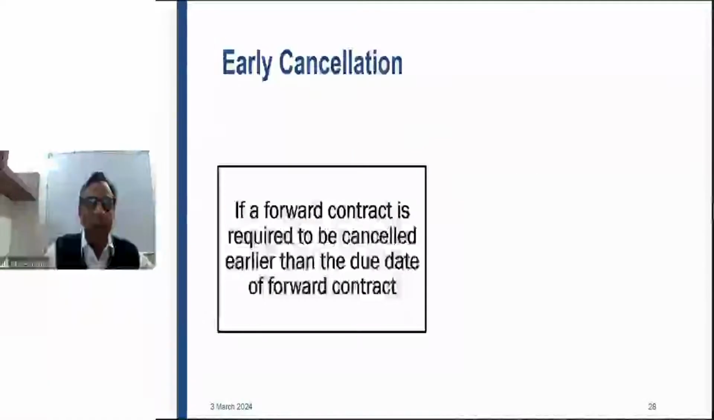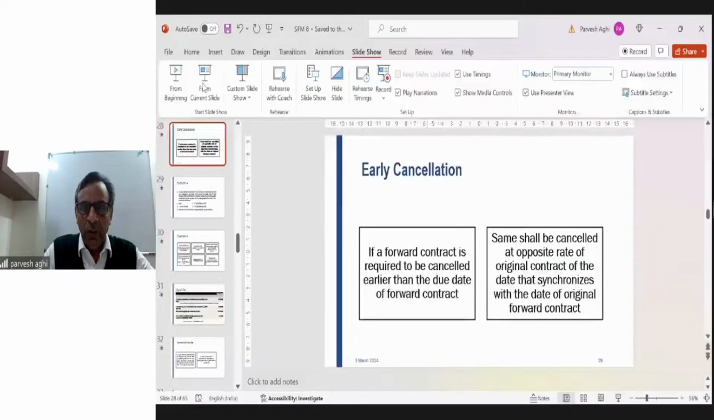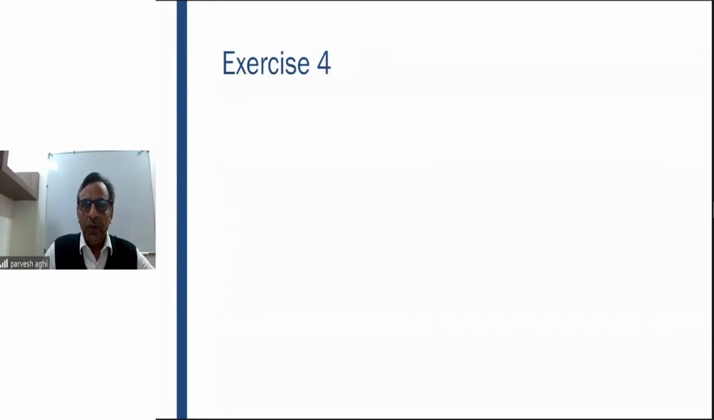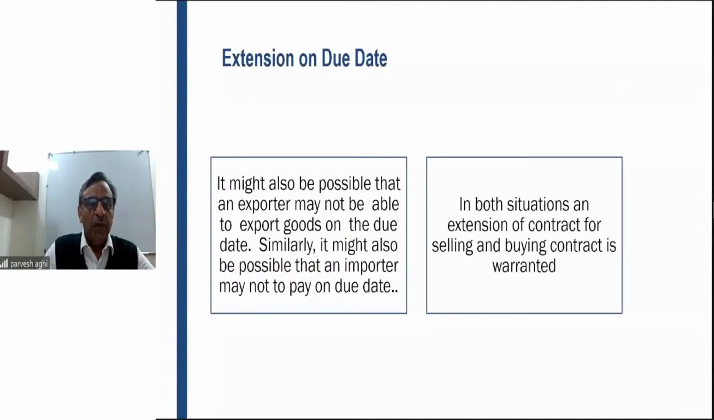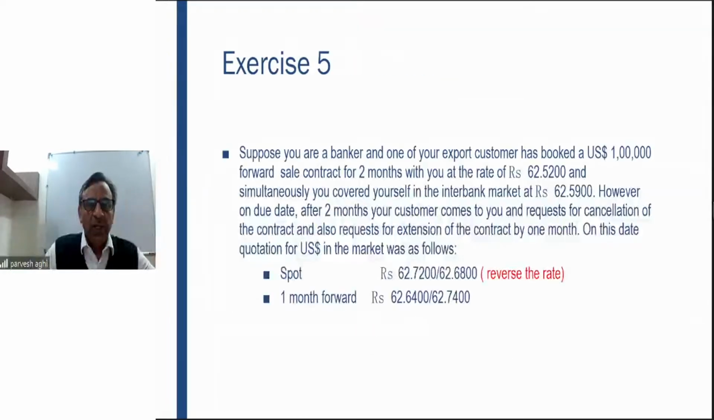So let's talk about early cancellation now. If a forward contract is required to be cancelled earlier than the due date, the same can be cancelled at the opposite rate. I'm just sharing my slides with you all. This we have already done, we covered all this. So now, extension on due date. The question is extension on due date, so we'll just go straight to the question.